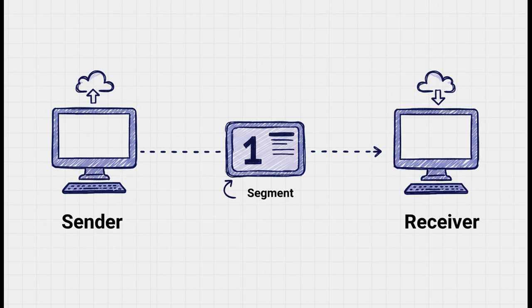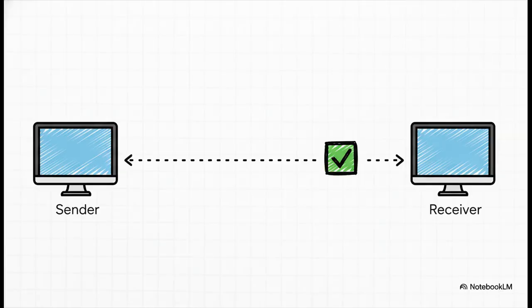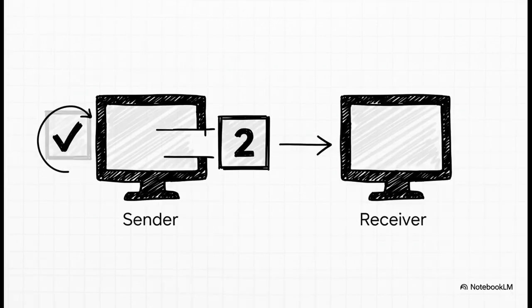Well, it uses this really clever system of acknowledgements. It's like a conversation. First, the sender sends a packet, which is numbered in a sequence. The receiver gets it and immediately sends back a tiny message, an acknowledgement. It basically says, "Roger that. I got packet 1, go ahead and send the next one." And only after it gets that confirmation does the sender transmit packet number 2.